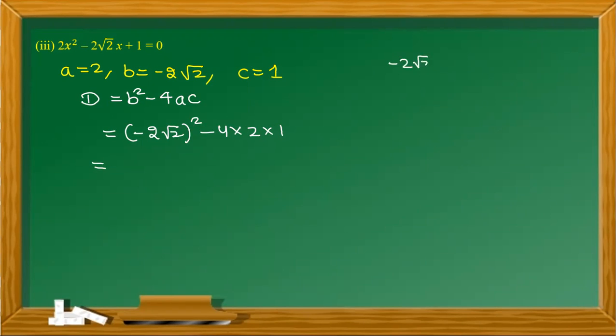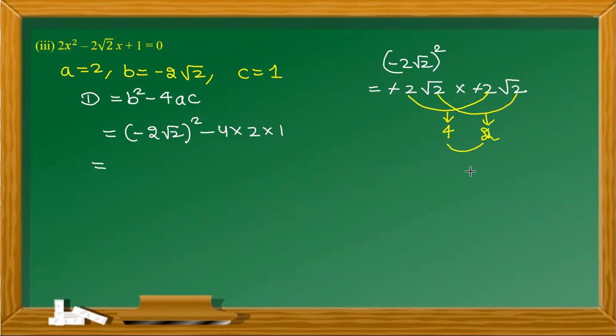Let us find it. Minus 2 root 2 whole square is equal to minus 2 root 2 multiply minus 2 root 2. So minus cancel with minus. 2 multiply 2, that is equal to 4. Root 2 multiply with root 2, which is equal to 2. And when we multiply 4 and 2, we get 8. So that means the square of minus 2 root 2 is 8.